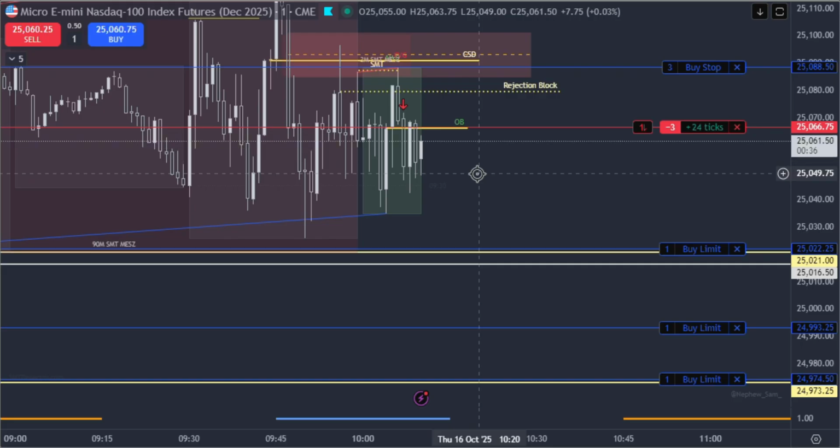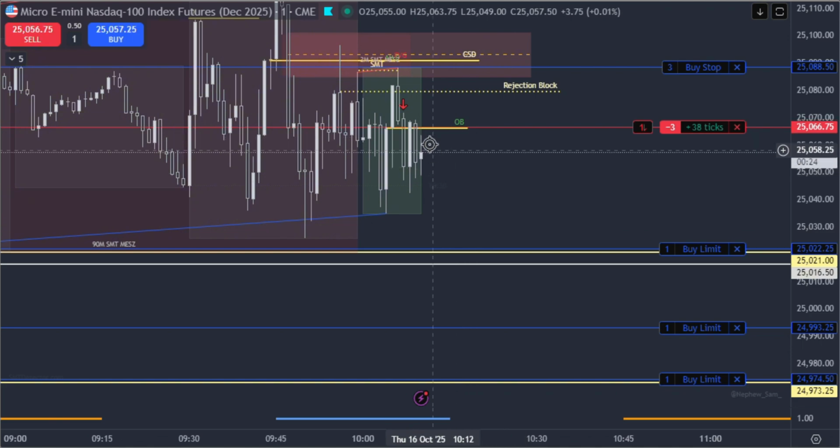But the key here is market maker models. You have to learn and understand market maker models, and you're using time and time cycles to catch these trades.